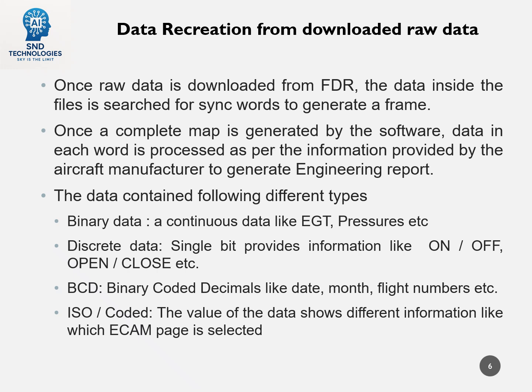The data contain the following different types: binary data, discrete data, BCD data, ISO coded data. Binary data is continuous data like EGT, pressure, etc. Discrete is single-bit information which is on, off, open, close, etc. BCD is binary coded decimal, like date, month information, flight number, etc. ISO coded is where the value of the data shows different information, like which ECAM page is selected.